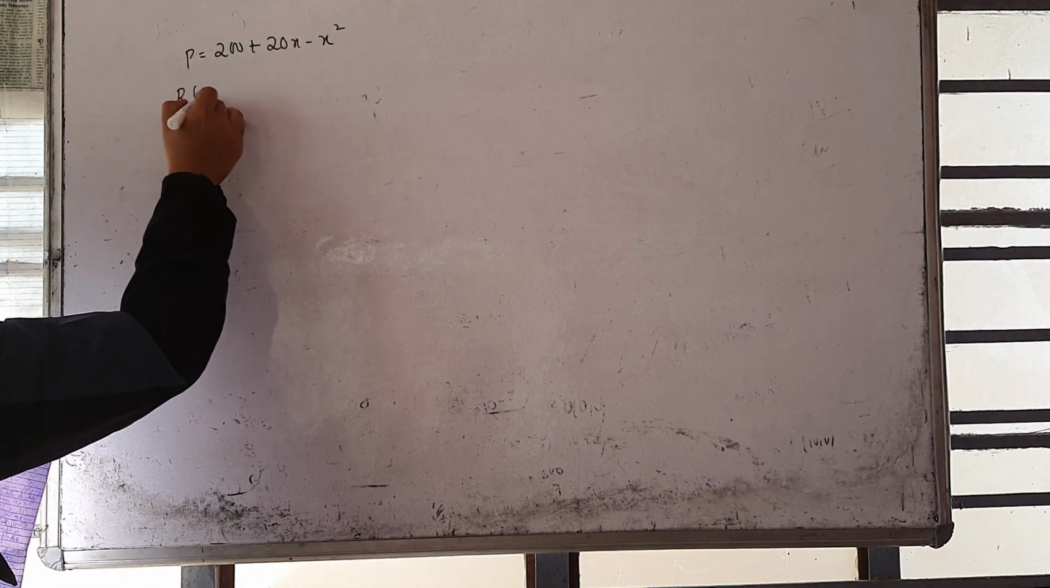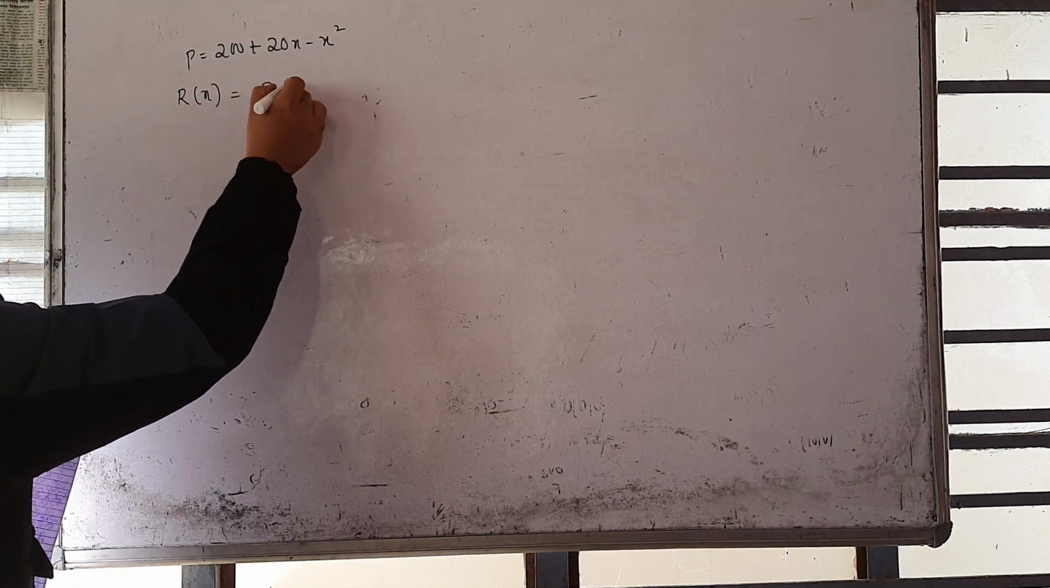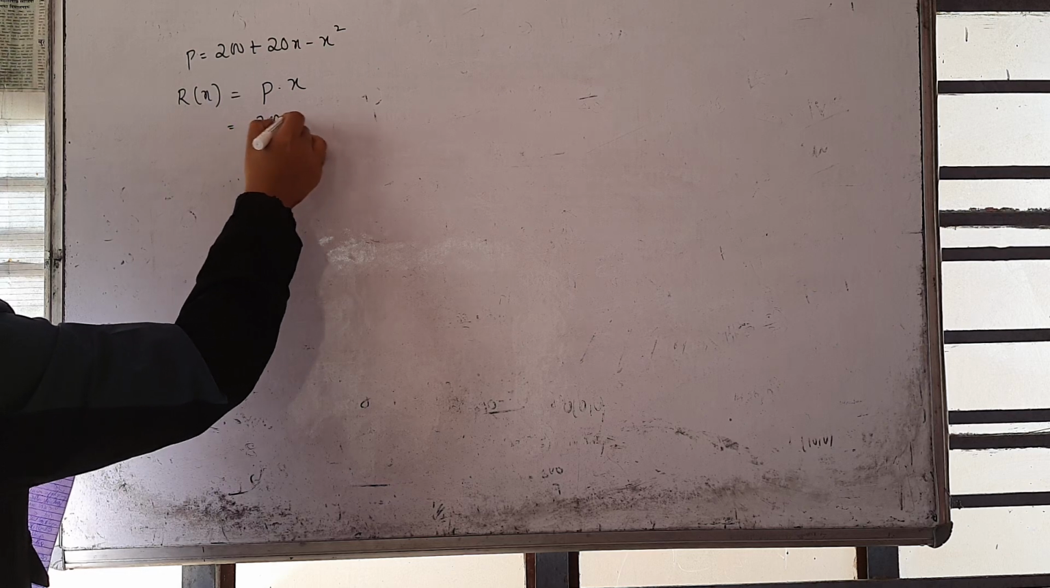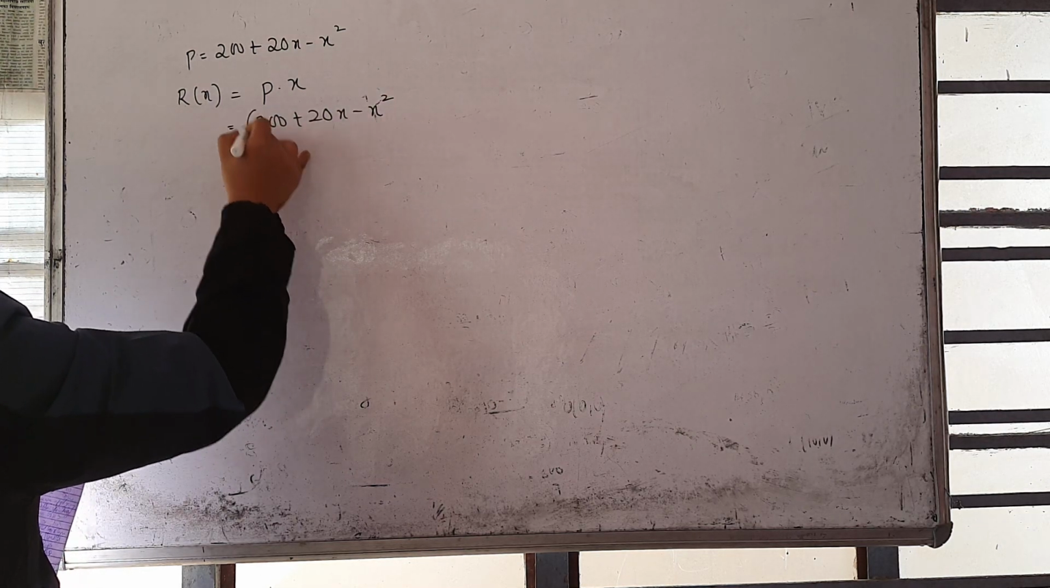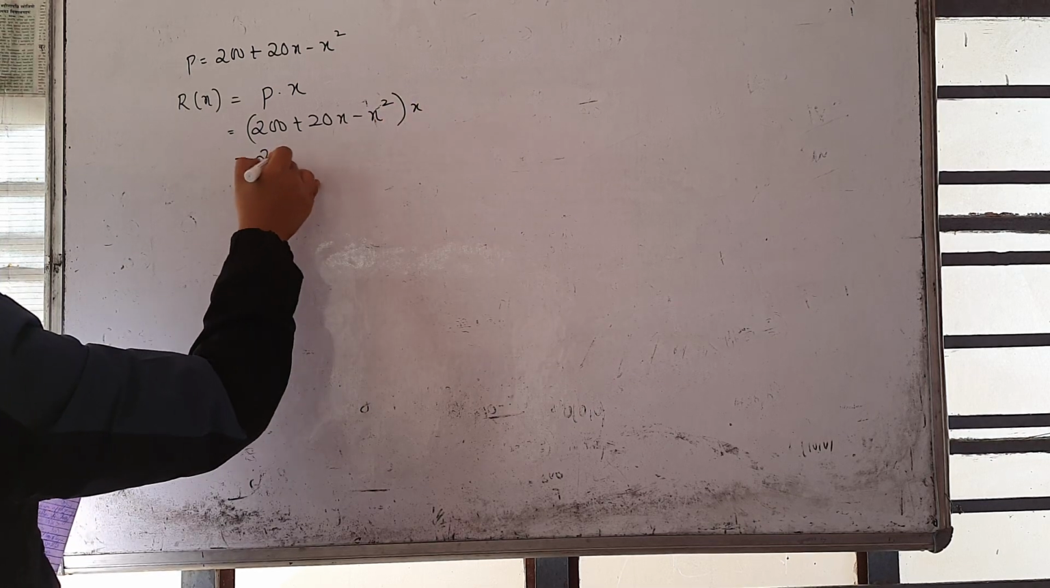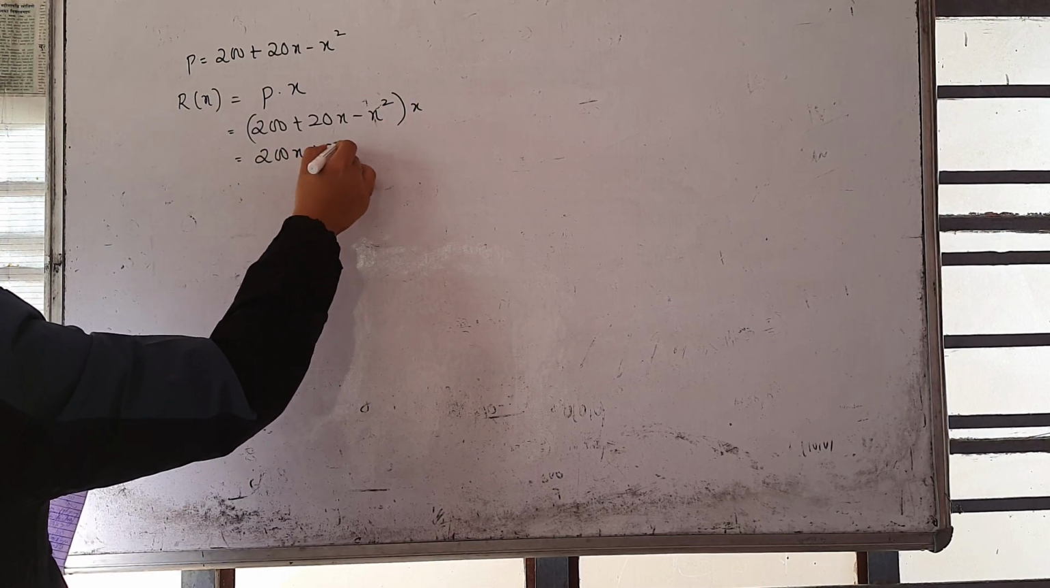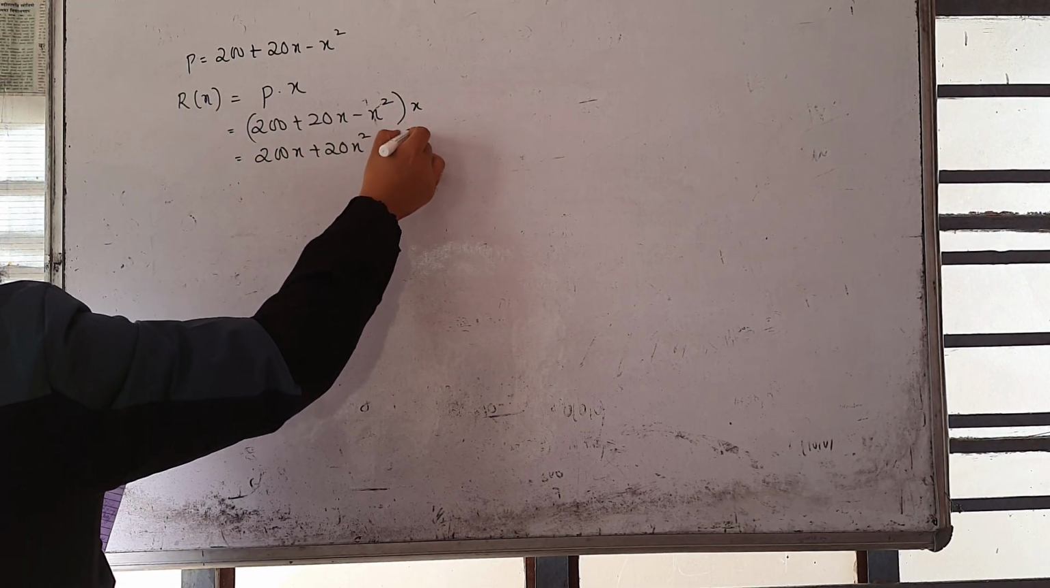Come on, pay attention, everyone. Rx equal to what? P into x. So (200 plus 20x minus x square) into x. So what do you get, guys? 200x plus 20x square minus x cube.